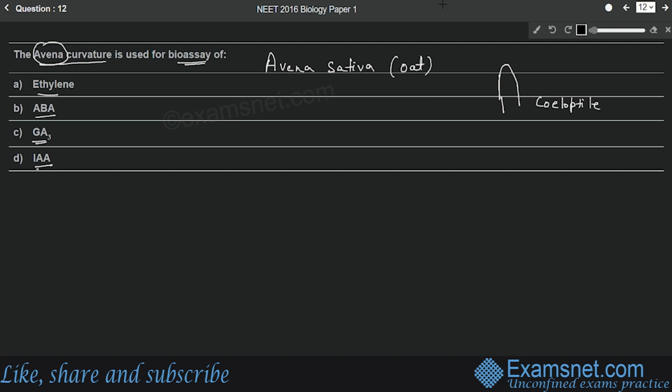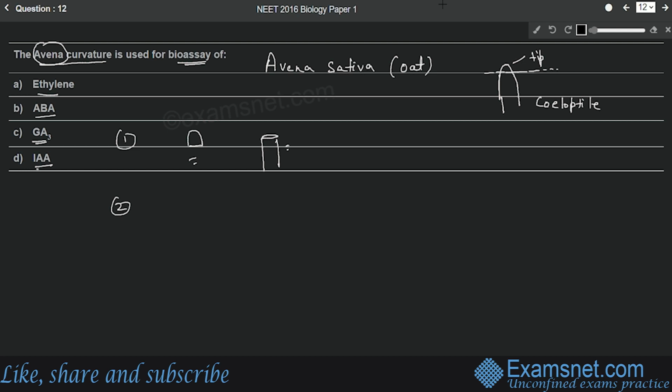and then the tip of this coleoptile was removed. This is the tip part. It was cut. So what happened? The tip was separated from the lower part. Okay, right? So it has now two separate parts. Now in the second step, what happened?